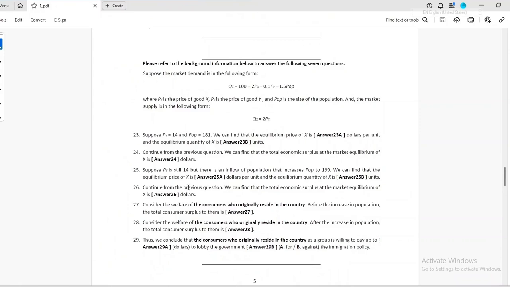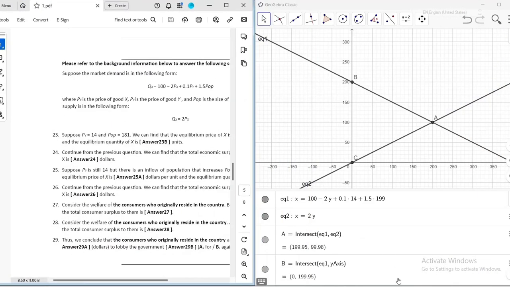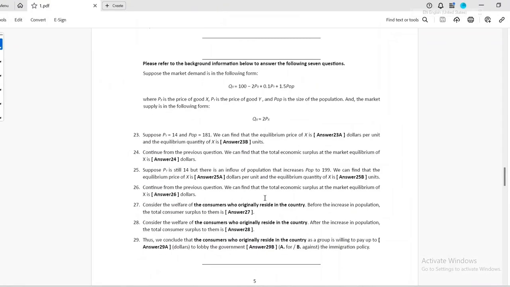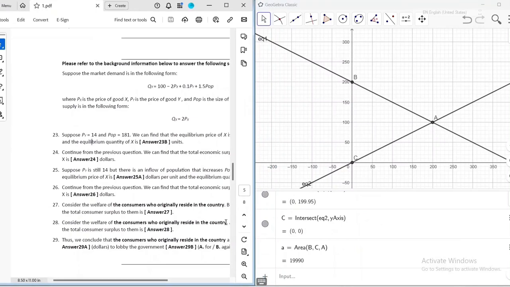Now in the next question, again we are asked to calculate the total economic surplus. So I have already calculated this. This is 19,990. In the next question, consider the welfare of the consumers who originally reside in the country. Before the increase in population, total consumer surplus is. Now we are asked to calculate the consumer surplus.